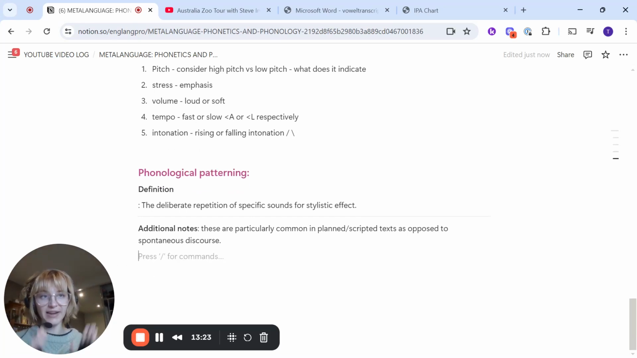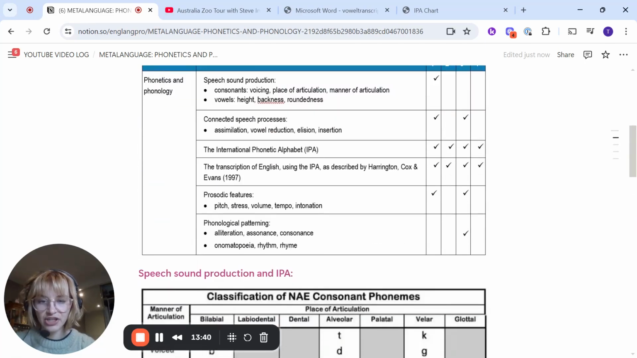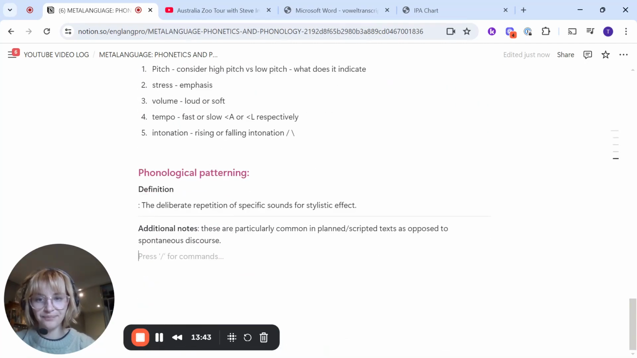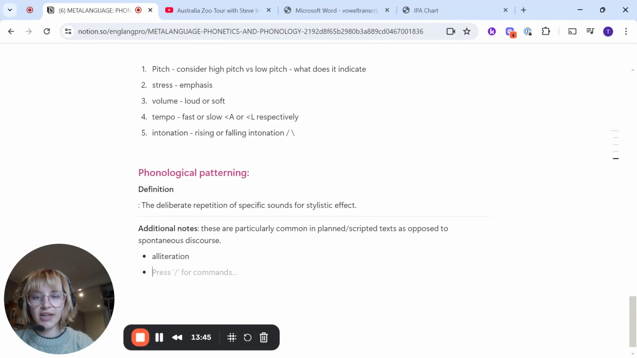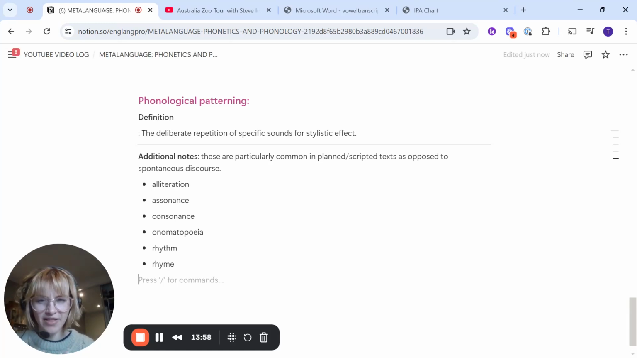And finally, phonological patterning, which I've talked about in my patterning video, so go check that out. But basically, this is something that is being introduced into language in order to have some sort of memorable effect, usually. And there are a few listed in the study design, including alliteration, assonance, consonance, onomatopoeia, rhythm, and rhyme. So quite difficult to analyze and pretty rare that they come up.